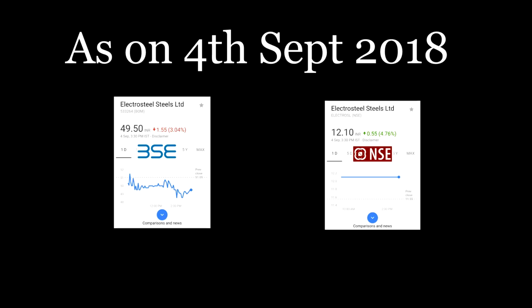Take the case of Electrosteel Steels Limited. There is a huge difference in the price of the shares trading in NSE and BSE. And it's not a one-time difference, but it has been happening for at least 2 months, and it's still happening by the end of August 2018.